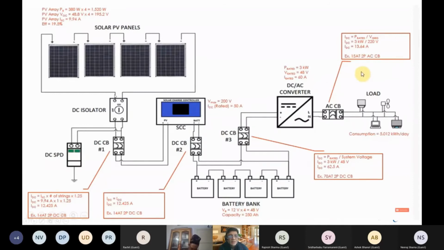The input DC is the same calculation as before, and it is going to end up with a 14 amp 2-pole DC circuit breaker here. This is feeding into the solar charge controller. The second DC circuit breaker is again taking the same current, so it has the same specification of circuit breaker.